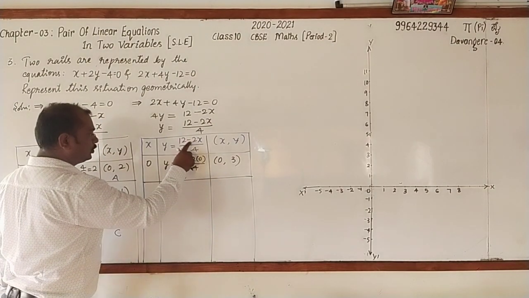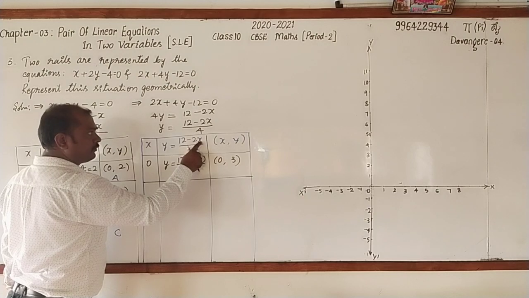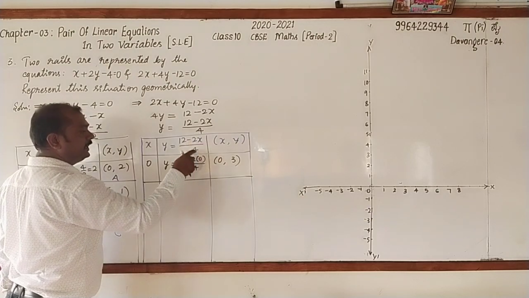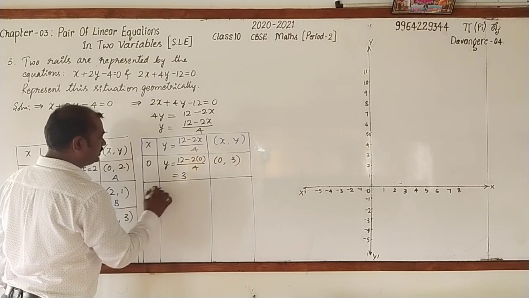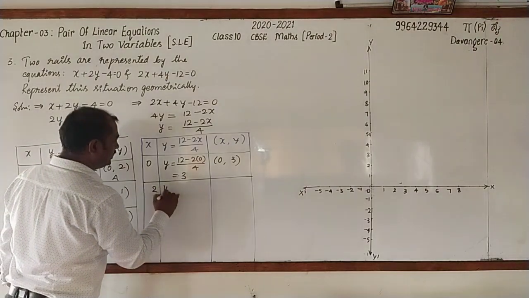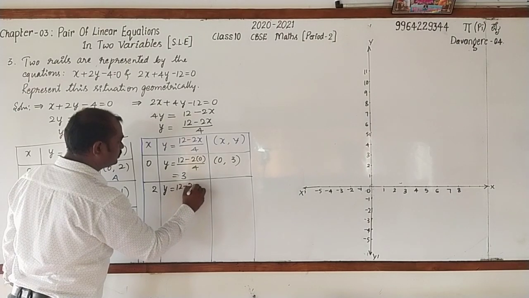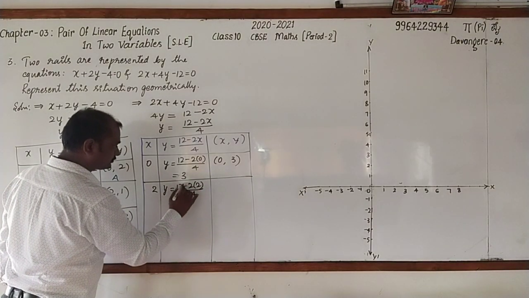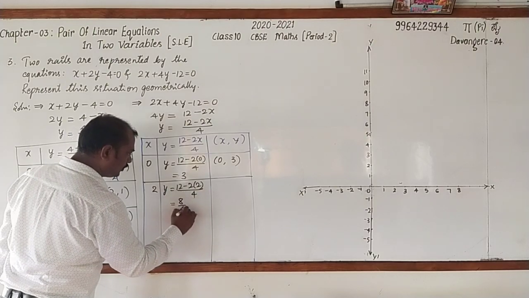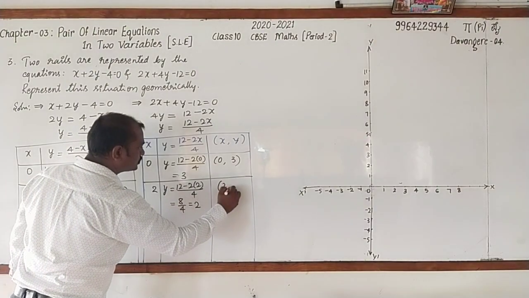Let us take 2. 2 2s are 4. 12 minus 4, 8. 8 by 4, 2. Here I will write minus plus 2. It is y equal to 12 minus 2 into 2 by 4. This is 8 by 4, which is equal to 2. It is 2 comma 2.